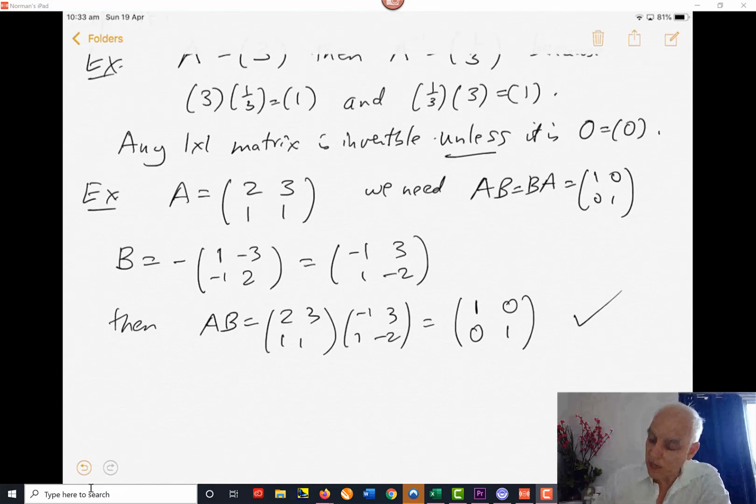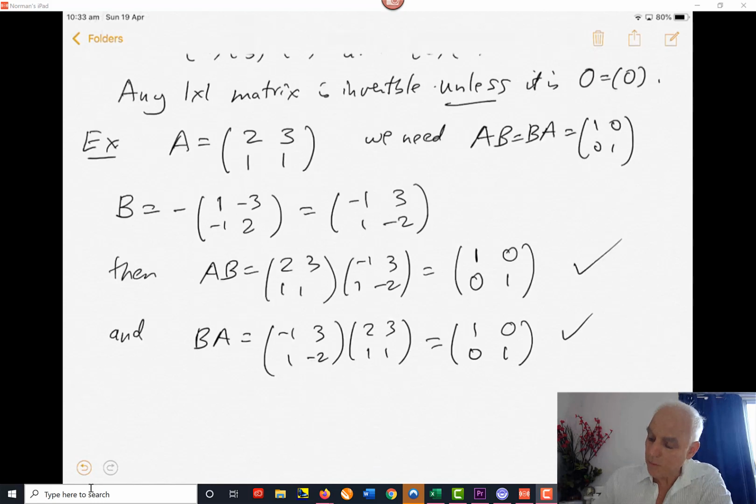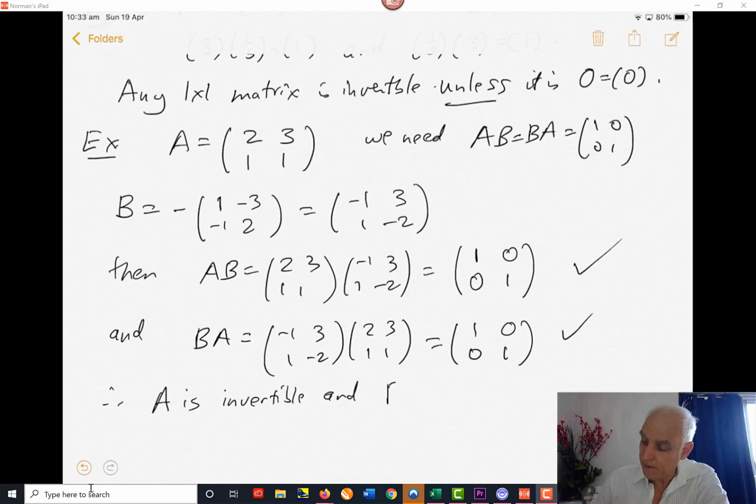But we also need to check the other way around. B times A. That's minus 1, 3, 1, minus 2 times 2, 3, 1, 1. And what do we get there? Minus 2 plus 3 is 1. Below it, 2 minus 2 is 0. Then minus 3 plus 3 is 0. And 3 minus 2 is also 1. That works too. So we conclude that A is invertible and B is an inverse to A.